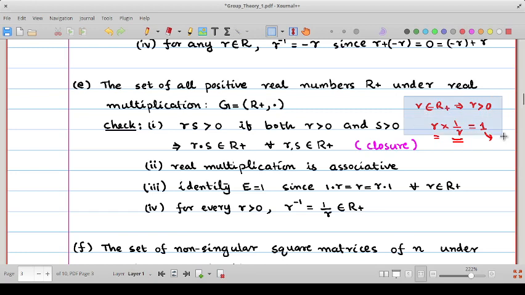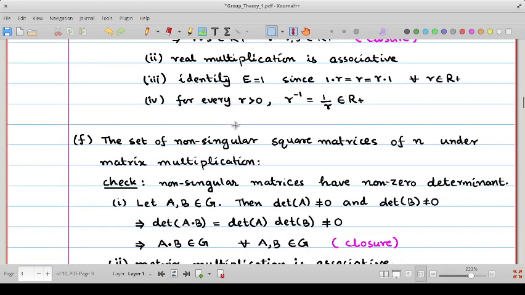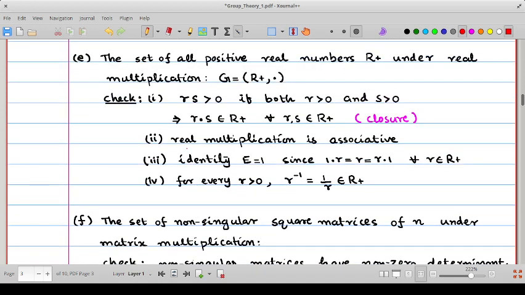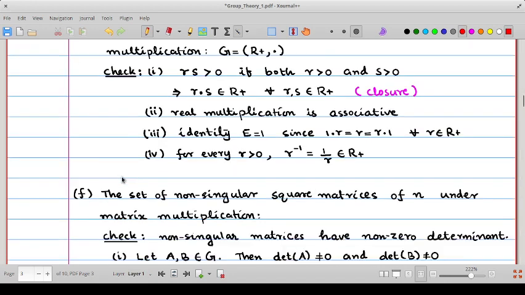So we see that under real multiplication, the set of elements R plus satisfies all the properties required of a group. So again, it is a group, it's an infinite group, and it's a subset of the set of real numbers. It is a continuous group. The multiplication of real numbers is commutative, and therefore the group is abelian as well.